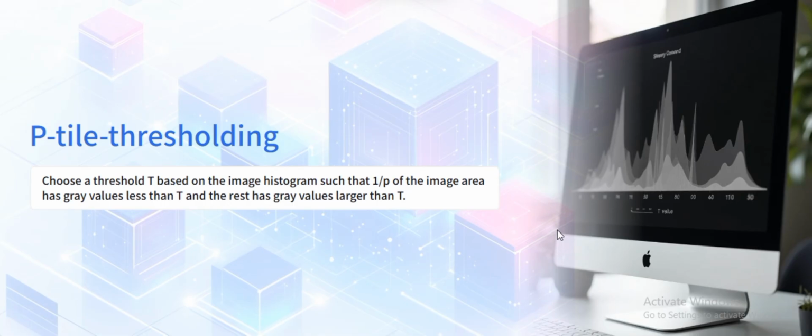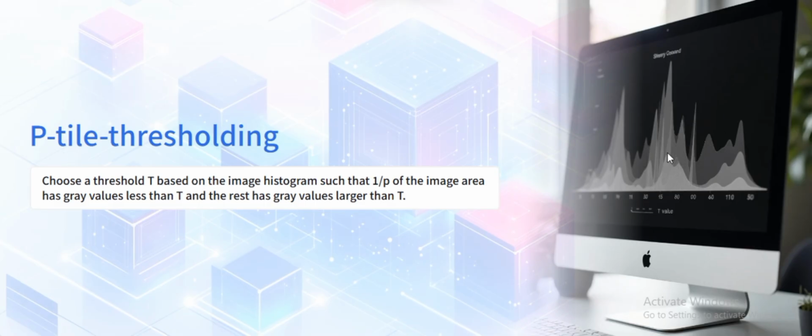So, what are the different types of thresholding modifications that we can do in prior, if we know what will be the result after image segmentation? First technique that we are going to discuss is p-tile thresholding. Choose a threshold t based on the image histogram such that 1 by p of the image area has gray levels less than t and the rest has gray values larger than t. So, this is a simple formula, friends.